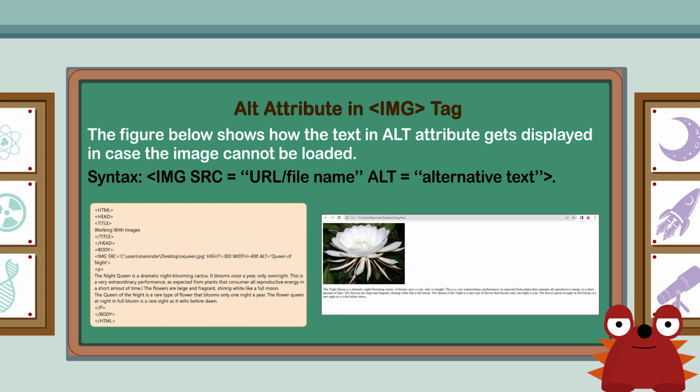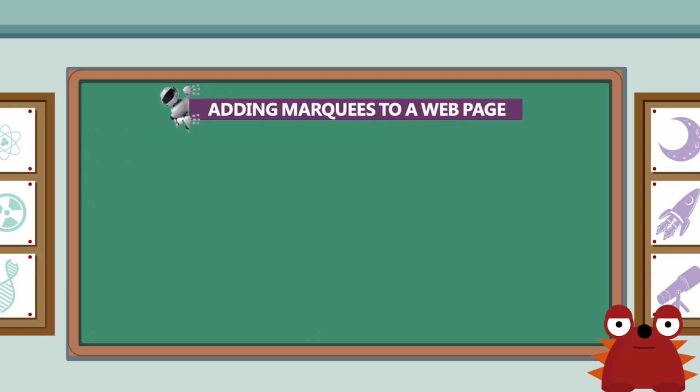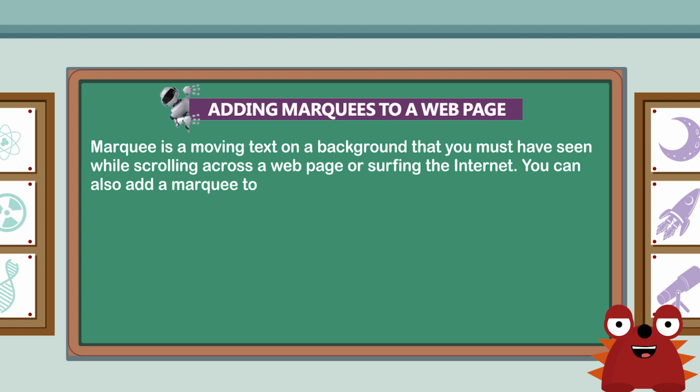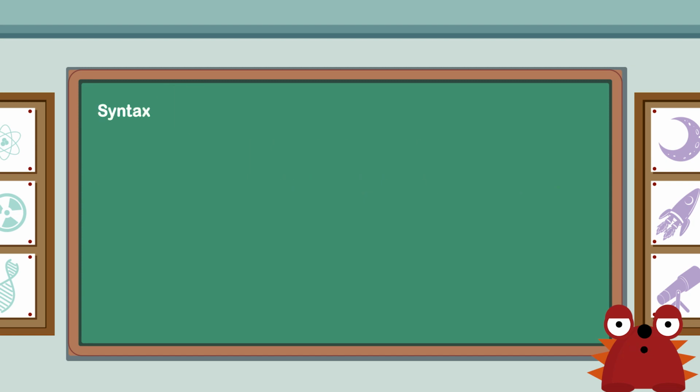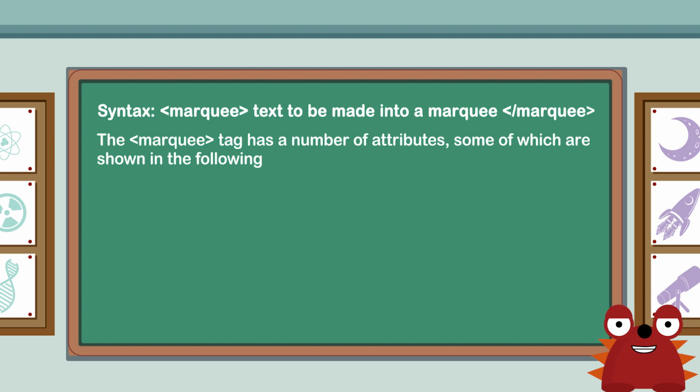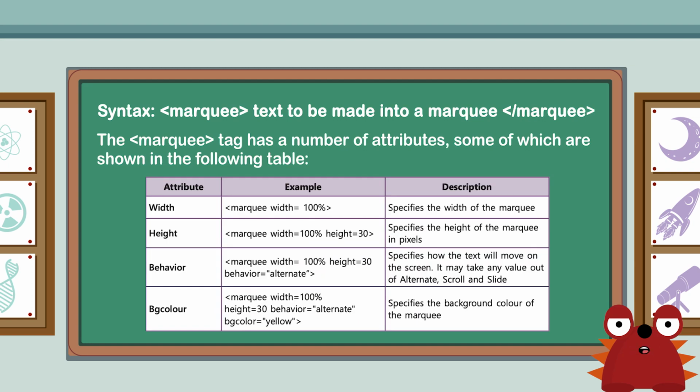Moving to the last topic of our chapter, which is about adding marquees to a web page. Marquee is a moving text on a background that you must have seen while scrolling across a web page or surfing the internet. You can also add a marquee to your web page by using this. This is the syntax. This text to be made into a marquee. The marquee tag has a number of attributes, some of which are shown in the following table along with examples.